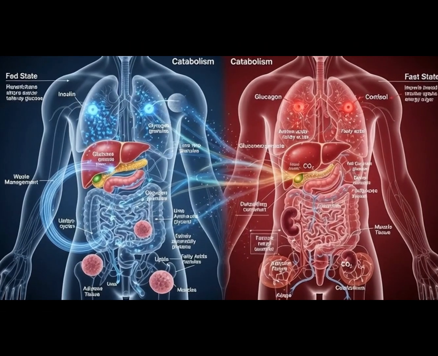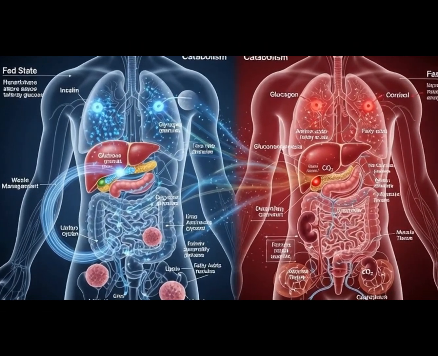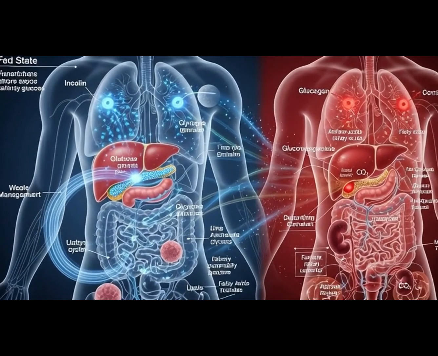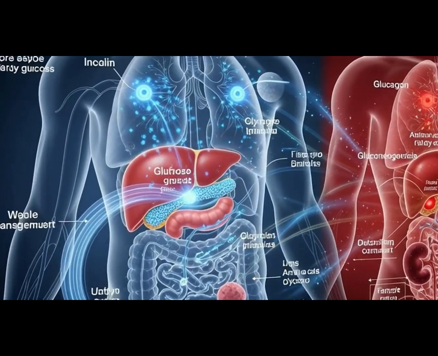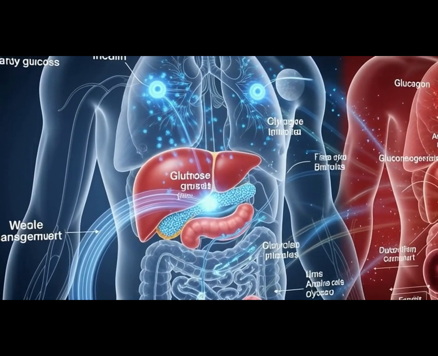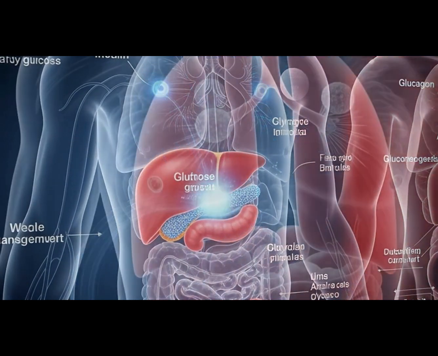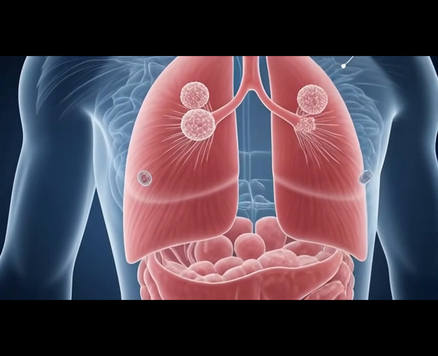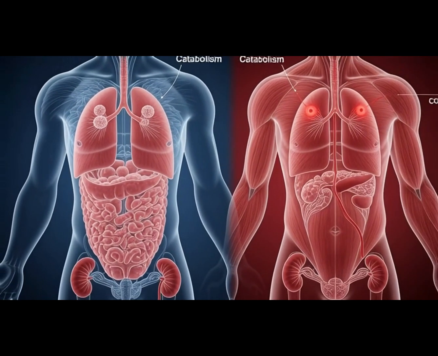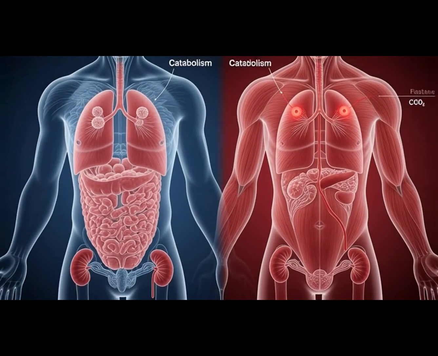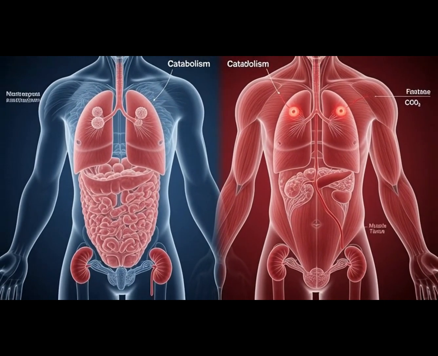This delicate equilibrium shifts with the body's demands. In the fed state following a meal, insulin surges to promote anabolism, directing cells to store excess nutrients and build reserves, while during fasting or stress, hormones like glucagon and cortisol tip the scales toward catabolism, mobilizing stored glycogen, breaking down fats for ketones, or even triggering gluconeogenesis in the liver to synthesize new glucose from non-carbohydrate sources like amino acids.